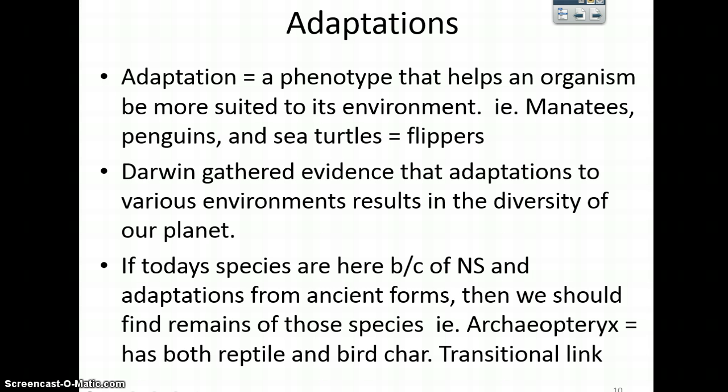And if you don't know, birds have evolved from reptiles. And this is just one of the many, many transitional links from reptile to bird that they have found over the years. Archaeopteryx is just one example of that. So we do have evidence of natural selection, and one of those evidence happens to be all the fossil records that we have out there.